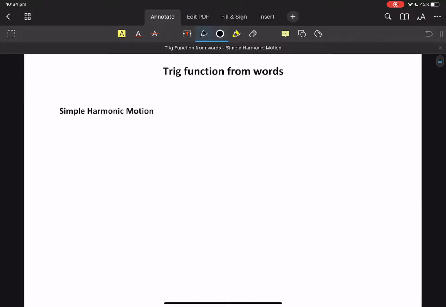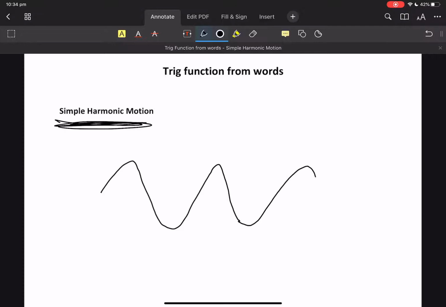Okay, trig functions from words. We're going to call this simple harmonic motion. So let's go. Tides. Tides have a high tide, a low tide, a high tide, a low tide. Did I say that right? High tide, low tide, high tide, low. Yeah, you get the point.